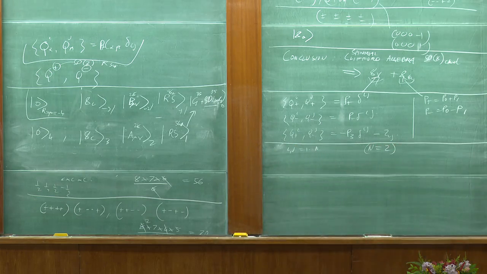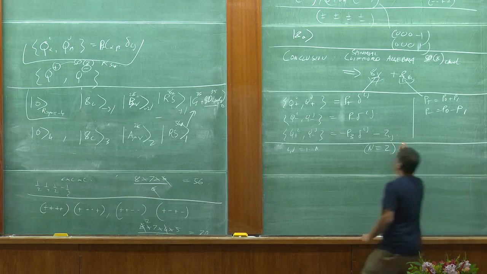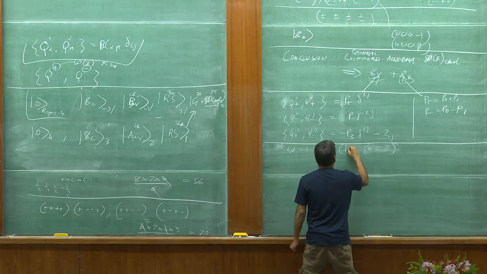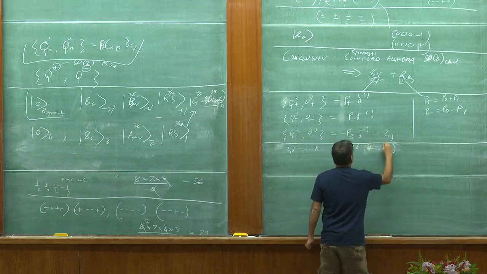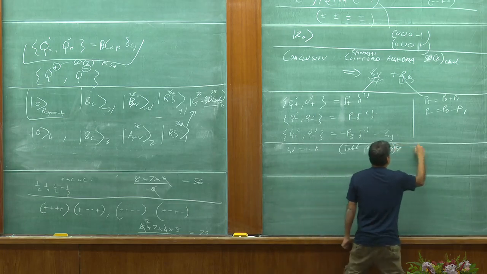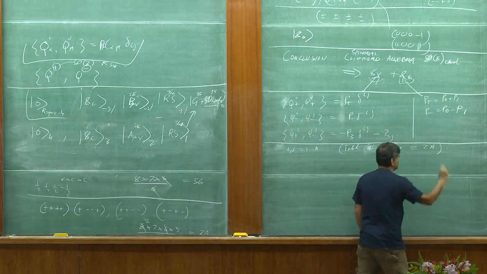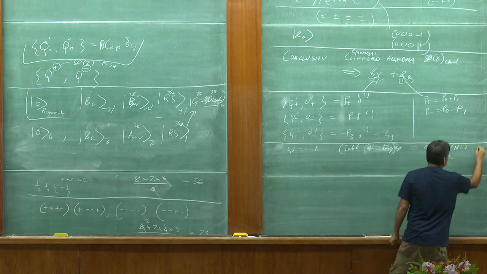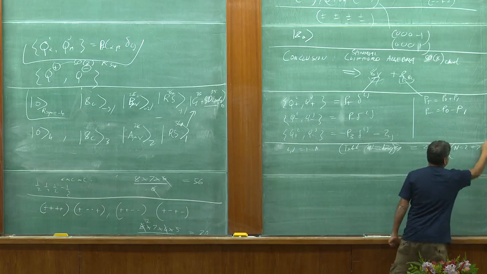Okay? In this case, the total number of supercharges, well, there are 2 Q pluses and there are 2 Q minuses. So total number of supercharges is 4. Okay, so total number of charges, in general, is equal to 2n. N equals 2, for instance, implies 4.